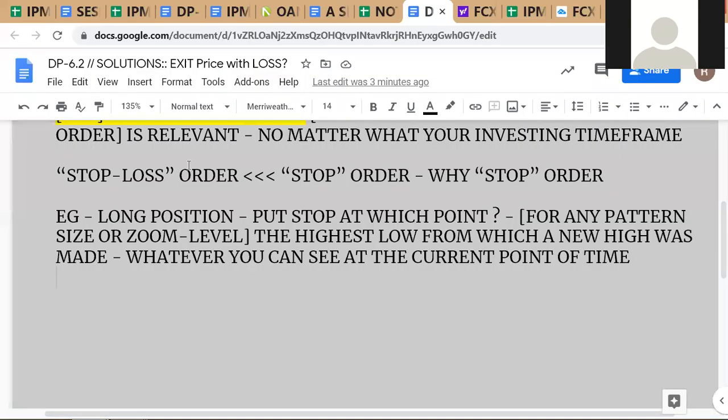So we are discussing how to solve the exit price with loss. Very important, actually the most important decision in a trading system. So for a long position, how do you solve this? The highest low from which a new high was made, whatever you can see at the current point of time. Let me just write it in plain English. So keep asking yourself this question.